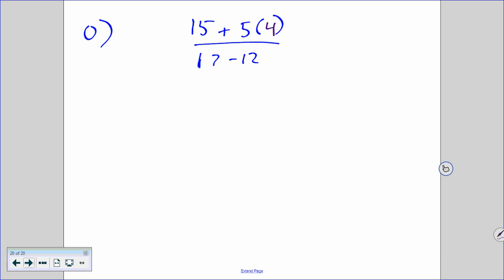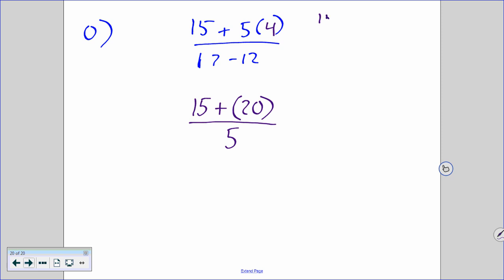Okay. So we do the top and the bottom separately. Anything that's on a division bar is automatically in parentheses. Anything on the top is automatically in parentheses, and anything on the bottom is automatically in parentheses. So you can do them separately. Also, since they're both in parentheses, we can't divide them until we're completely finished with doing this. So you can do the top and the bottom at the same time. On the top, first thing you're going to do is multiply, so that's going to be 15 plus 20 on the top. And on the bottom, 17 minus 12 is going to be 5. Okay, so again, you can do those at the same time because they're automatically inside parentheses.